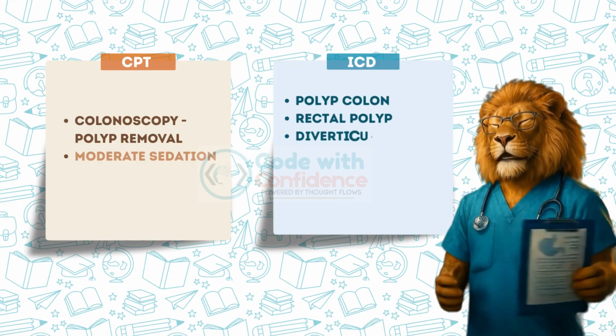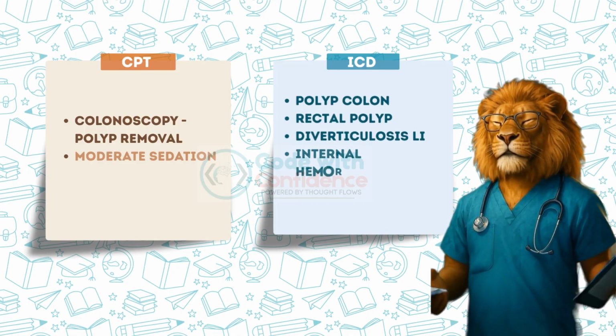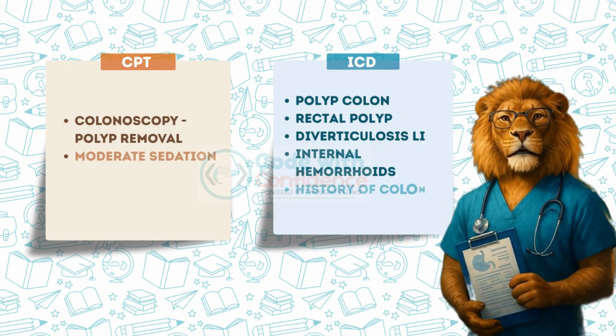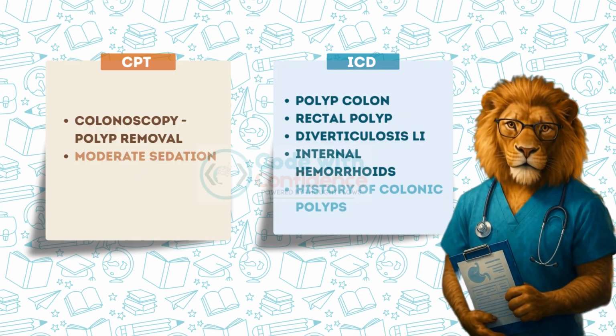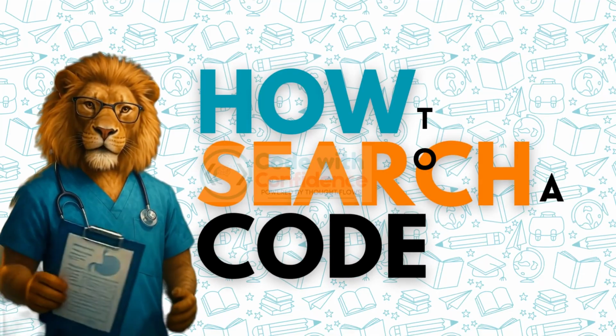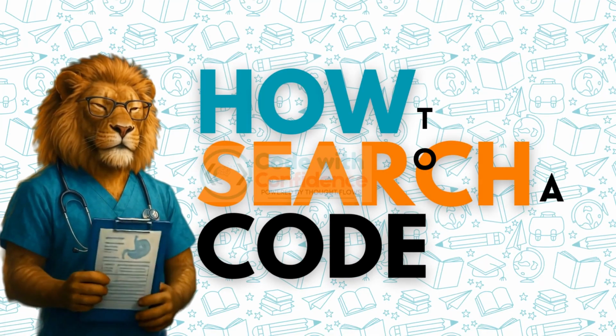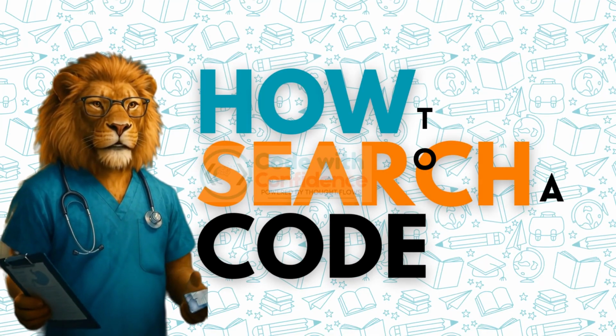ICD codes: polyp of colon, rectal polyp, diverticulosis of large intestine, internal hemorrhoids, and history of colon polyps. Now, let's come to one of the most important steps: how to search for the correct codes.